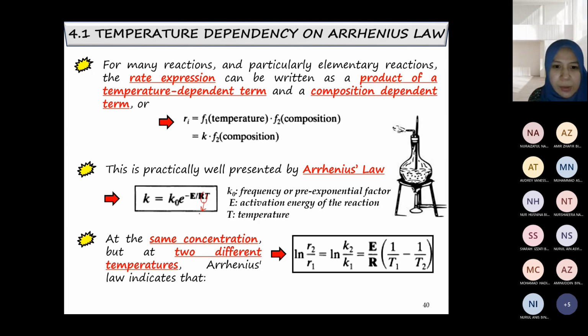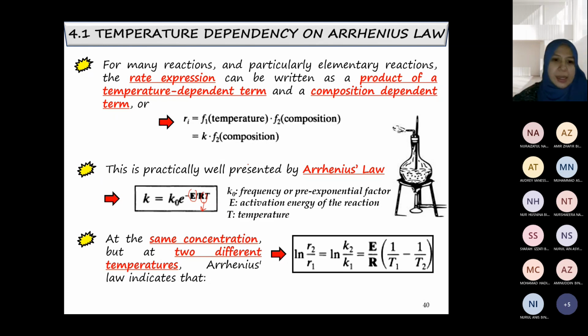Okay, so this one we have various values of the R. You just need to choose the right one according to the unit. And K naught is the frequency or pre-exponential factor. E is the activation energy of the reaction. Usually we will try to find what the E is. And T is the temperature.